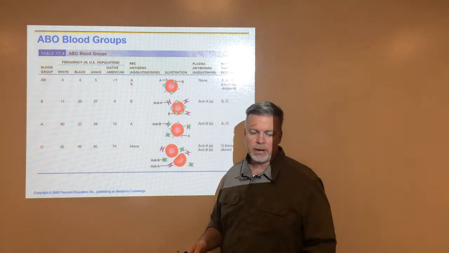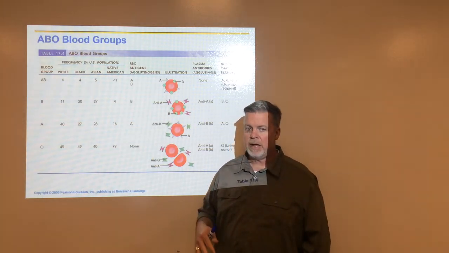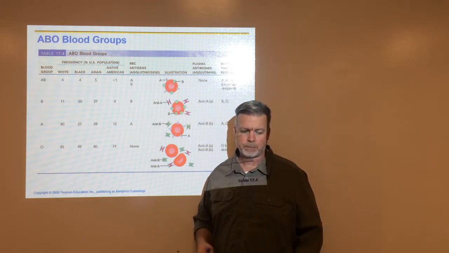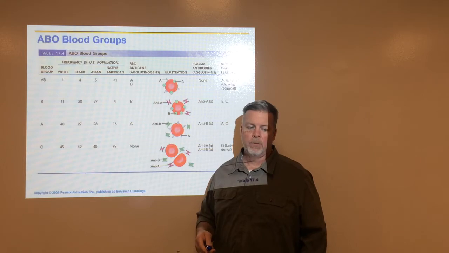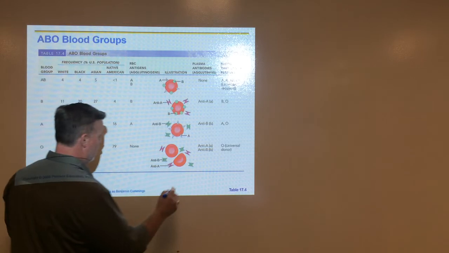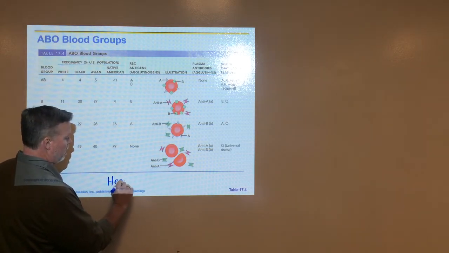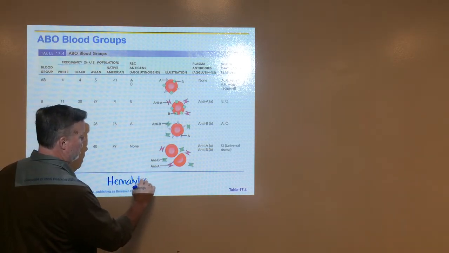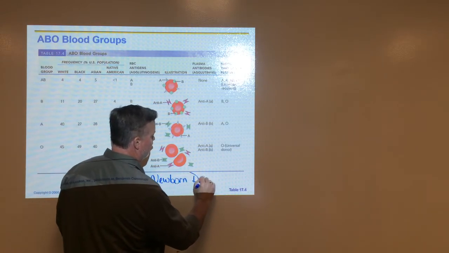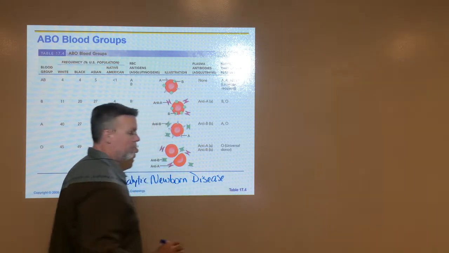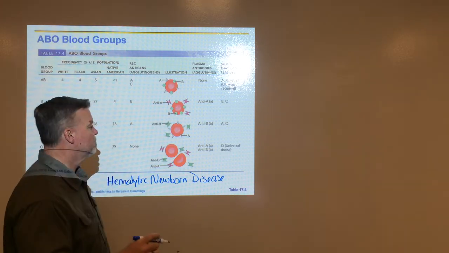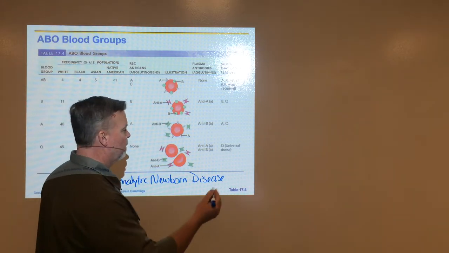But here's what happens. The antibodies to the RH can actually form in people. And we need to talk about that. When that happens, we're looking at hemolytic newborn disease. It's also called erythroblastosis fetalis. It's nasty. So in erythroblastosis fetalis, here's what happens.